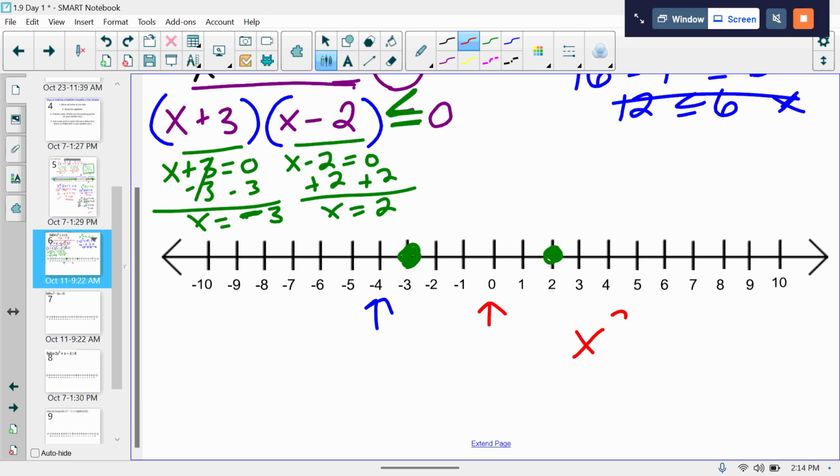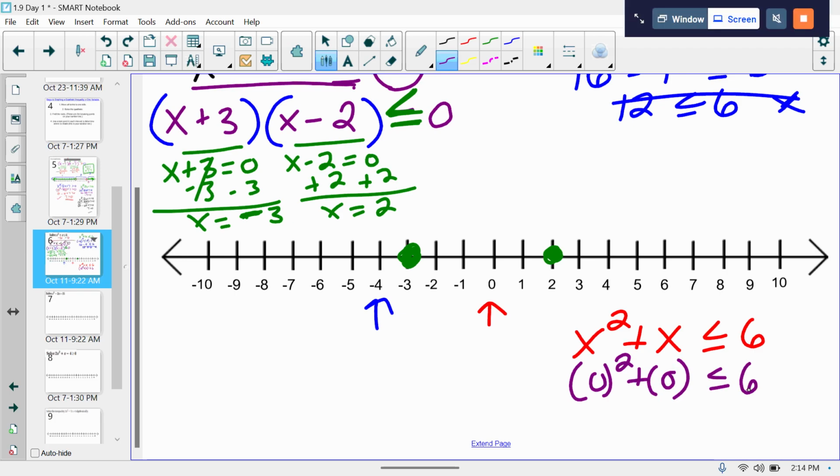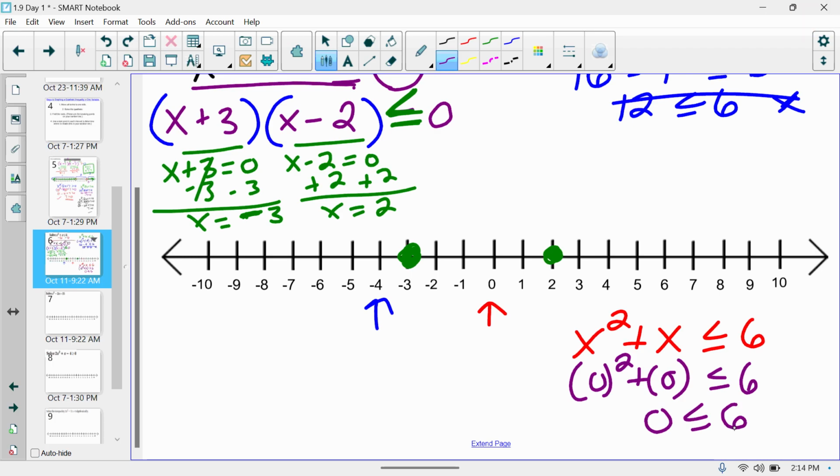I'm going to rewrite this again. X squared plus X is less than or equal to 6 was the original problem. I'm testing to see if 0 works. 0 plus 0 squared is still 0 plus 0. Is 0 less than or equal to 6? Yes, it's less than it. So guess what? If 0 works, all the points in here will work, okay?